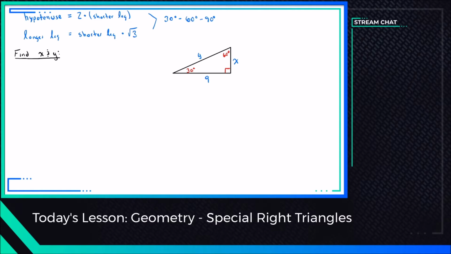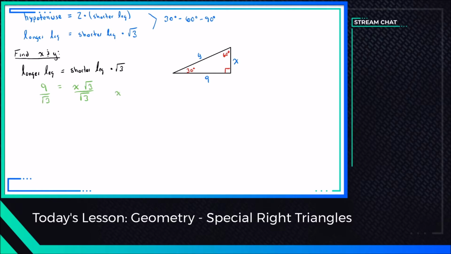And we're going to use the fact that the longer leg is equal to the shorter leg multiplied by root 3. And so now if we substitute in 9 for the longer leg, 9 is equal to x, which is our value for the shorter leg, multiplied by the square root of 3. We can solve for that by dividing by the square root of 3 on both sides.